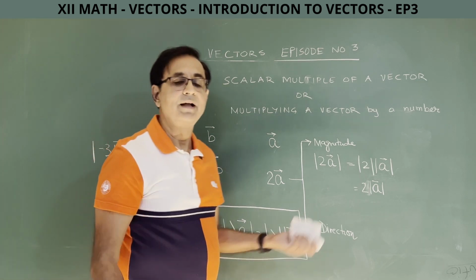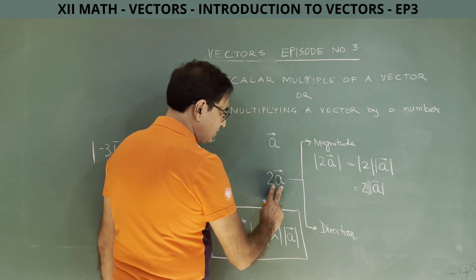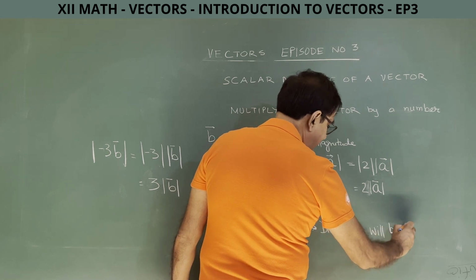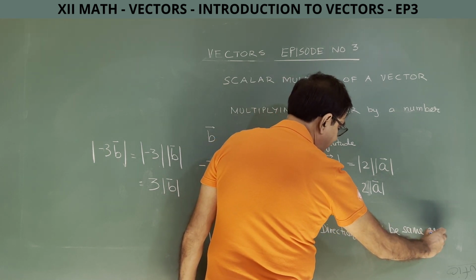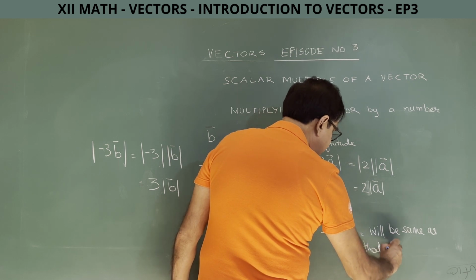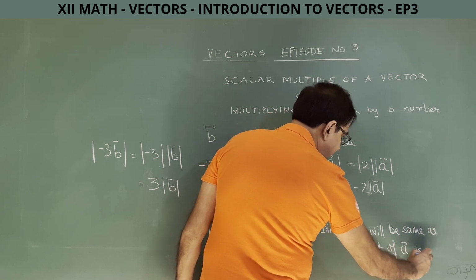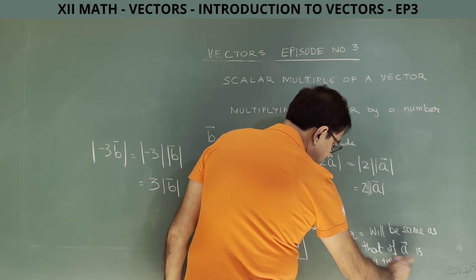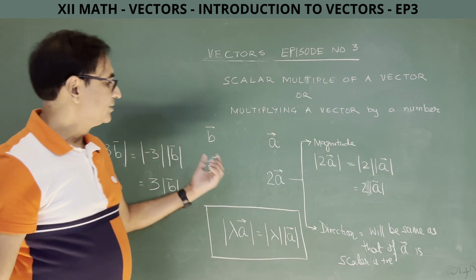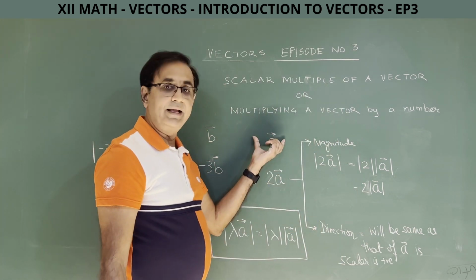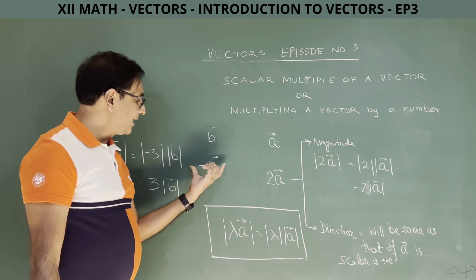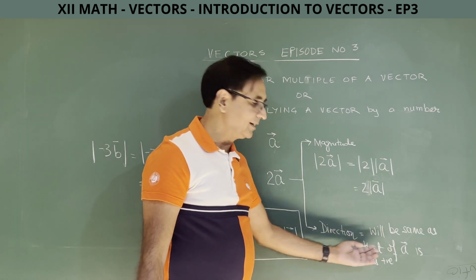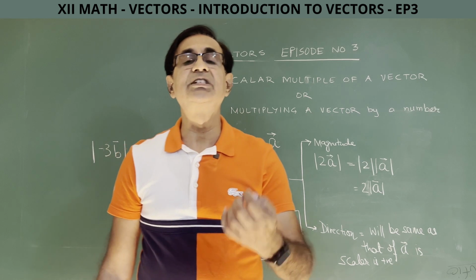Now let us talk about direction. I hope this is clear to you. What will be the direction of vector 2a? The direction will be same as that of vector a if scalar is positive. Now there is no space to write below this, it will go out of the screen. So direction of vector 2a will be same as that of vector a, and I am not writing, I am just going to speak. And direction of minus 3b, because scalar here is negative, will be opposite. The direction will be same as that of vector a if the scalar is positive. It will be opposite to vector a if the scalar is negative.